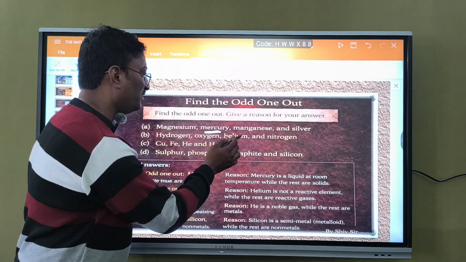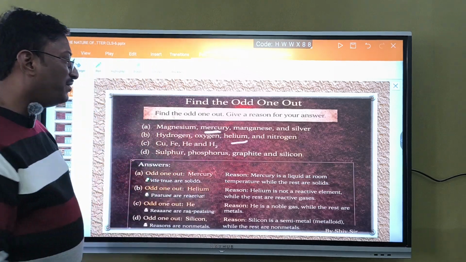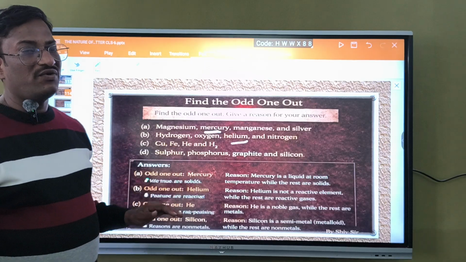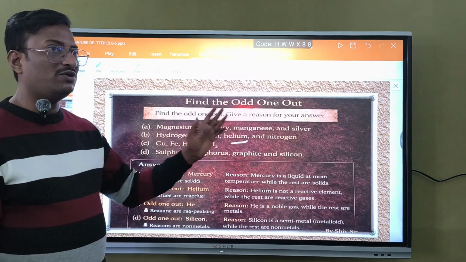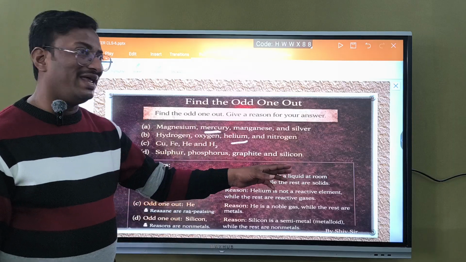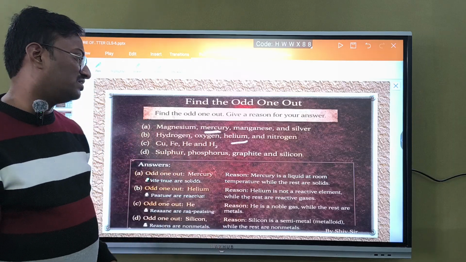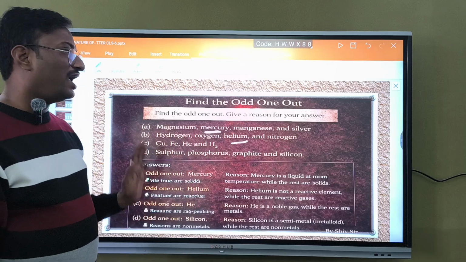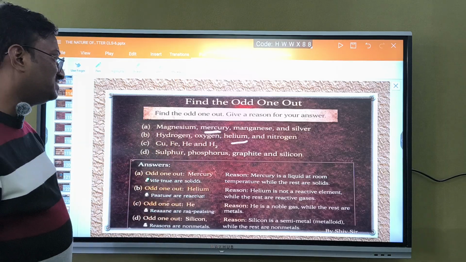Hydrogen, oxygen, helium and nitrogen. Here helium is the odd one. Odd one means which is not similar to the other three. Because helium is not a reactive element. It will not react, while the rest are all reactive elements. They will react with other elements.